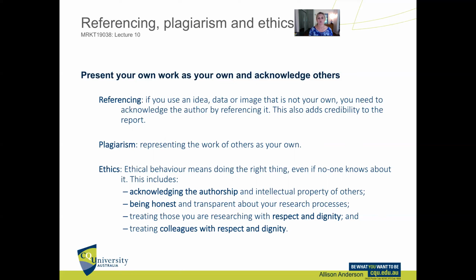Okay, ethics. Ethical behaviour means doing the right thing even if no one knows about it. This includes acknowledging the authorship and intellectual property of others. Yes, that's referencing. Being honest and transparent about your research process: what you did do, what you didn't do, and what your limitations are. And treating those you're researching with respect and dignity, and treating colleagues with respect and dignity.